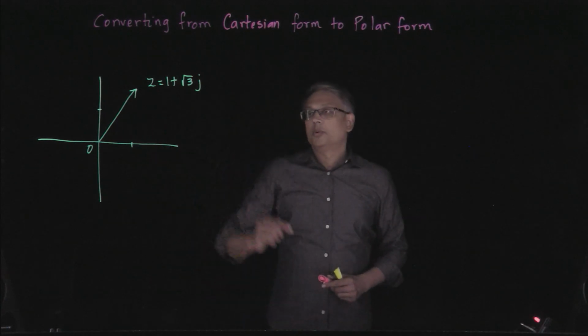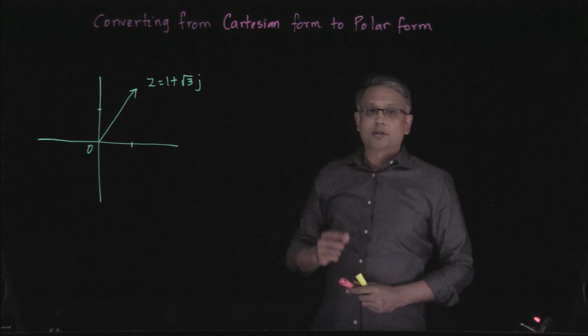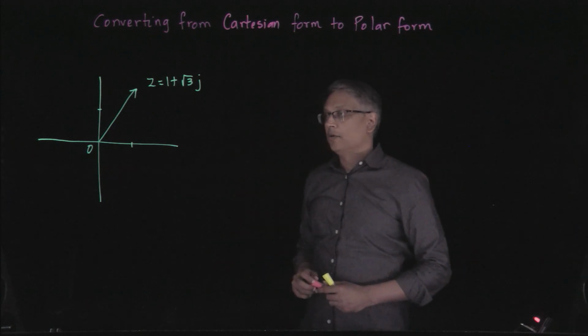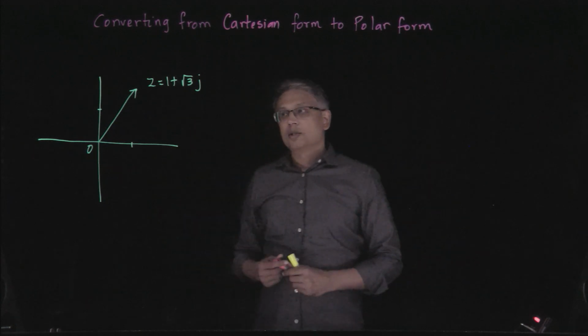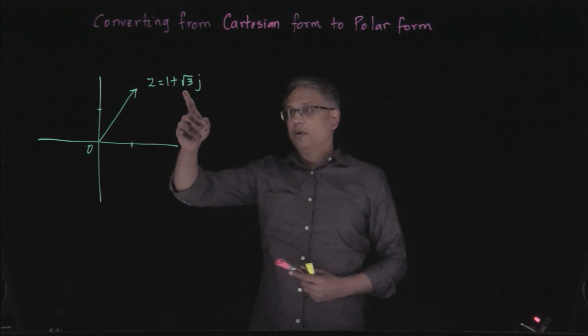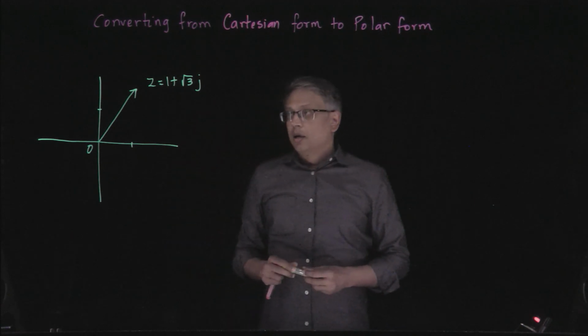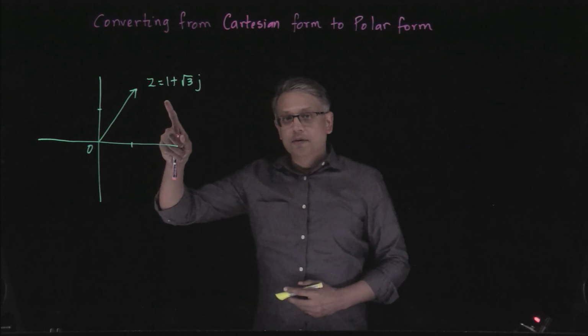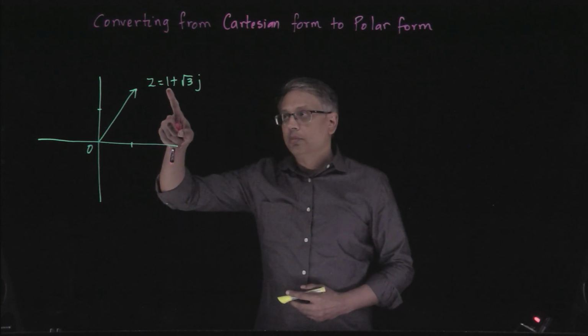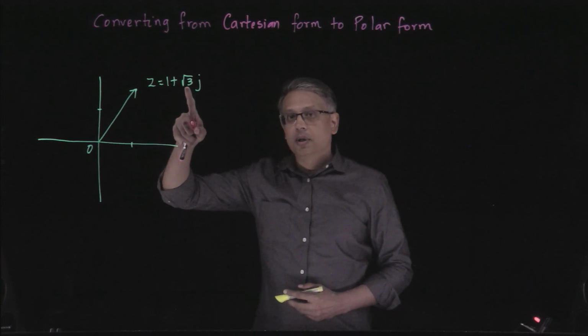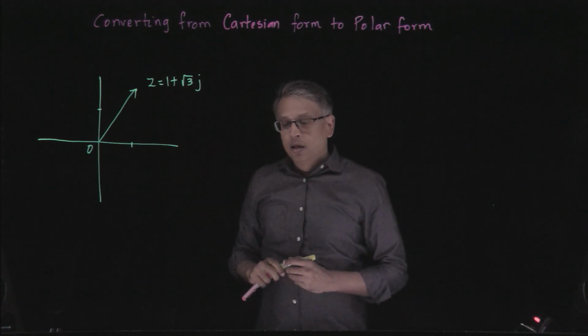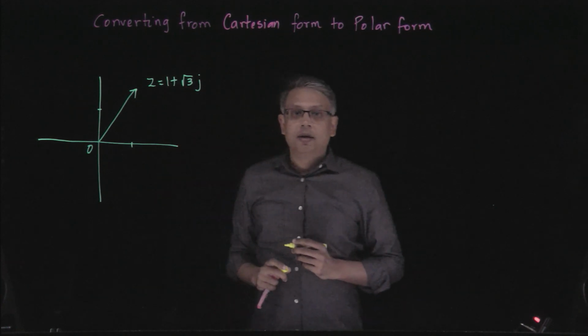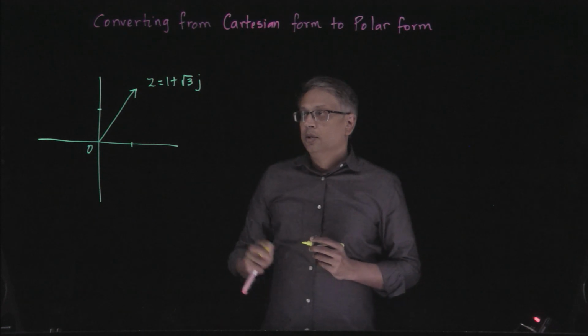Let's look at an example of converting a complex number from Cartesian form to polar form. Suppose we have the complex number z is equal to 1 plus square root of 3 times j. So this complex number is given in the Cartesian form, right? The real part is 1 and the imaginary part is square root of 3. And we're asked to find r and theta.